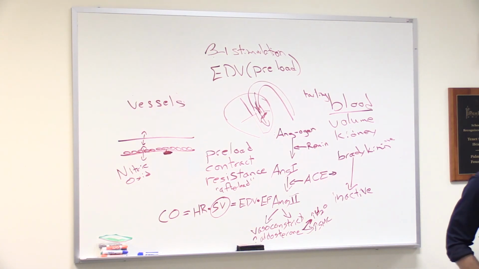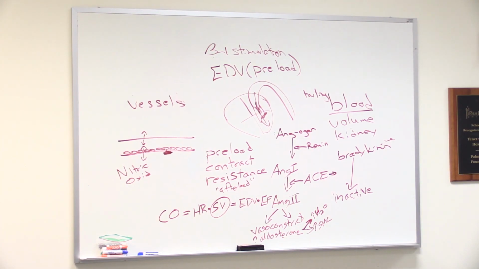Not backflow. Blood doesn't even get into the ventricle. The blood just doesn't get into the ventricles in the first place. What's that going to do to our end diastolic volume? It's going to decrease end diastolic volume. Think about it. If blood can't get in the first place, it's going to decrease end diastolic volume.